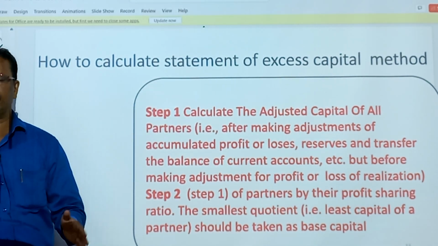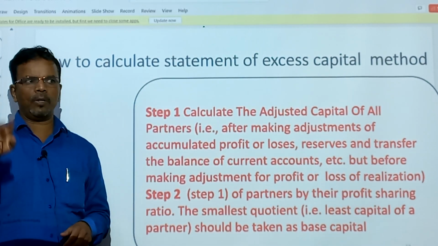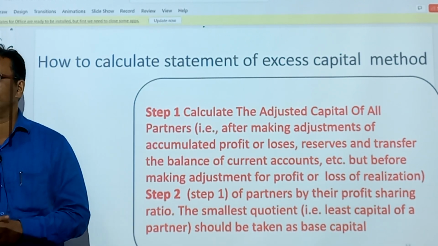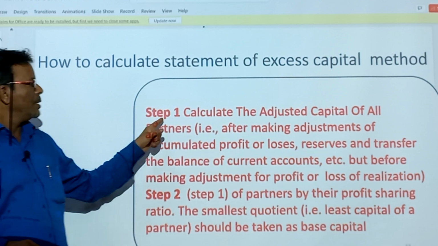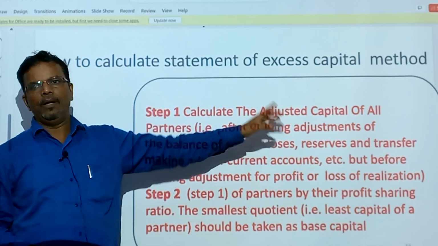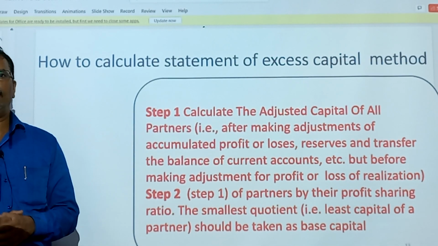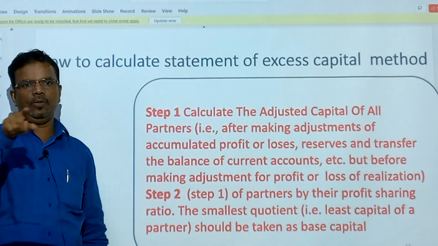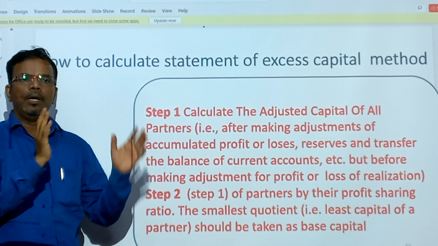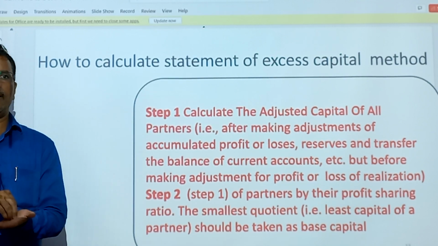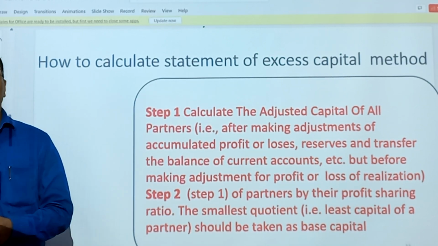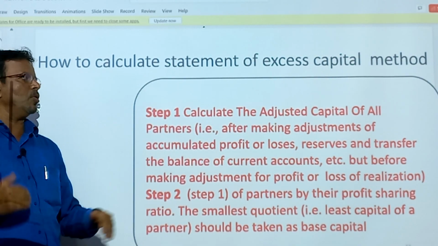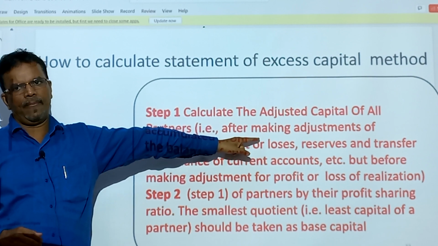Always we have to take a full page and 4 columns, with 3 partners and first the particulars. In this case we follow step by step. Step 1, calculate the adjusted capital. Now how to calculate adjusted capital? First we will write the capital. Add reserve. Whatever reserve is given, we will divide it among the partners in their profit sharing ratio and add it. After adding, we will get the adjusted capital.